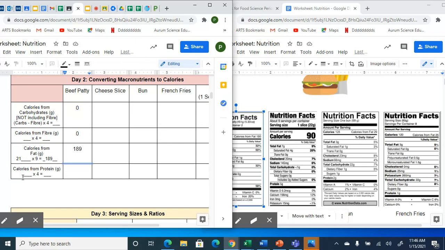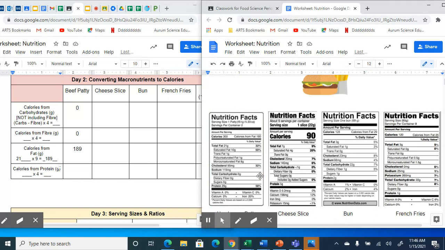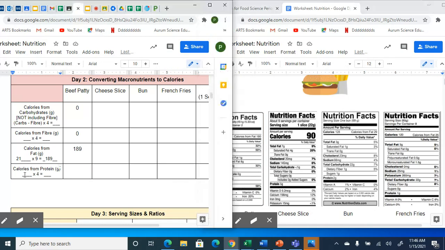Calories from protein. So the protein, where is our protein? Right here, 29 grams. 29 grams of protein times 4 is 116. All right, so then now we do the cheese slice.